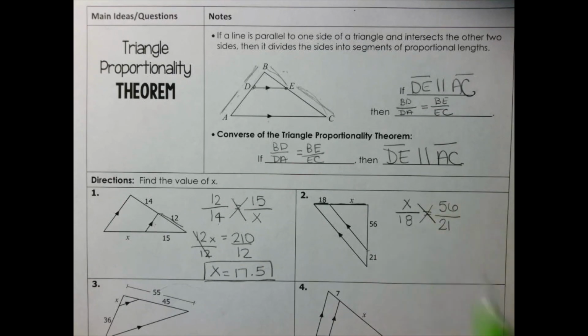So x times 21, or 21x, equals 18 times 56, which is going to give me 1008. Then solving algebraically, I am dividing by 21. Those cancel. Dividing by 21, I am left with x equals 48.